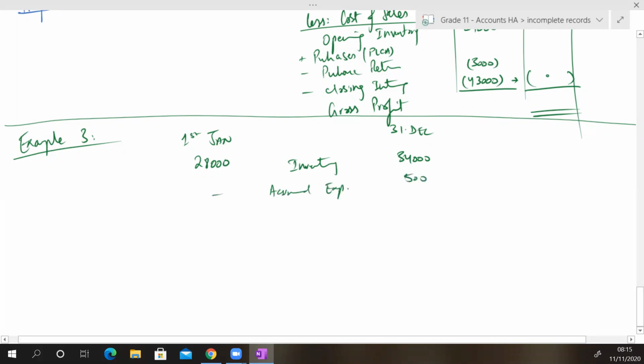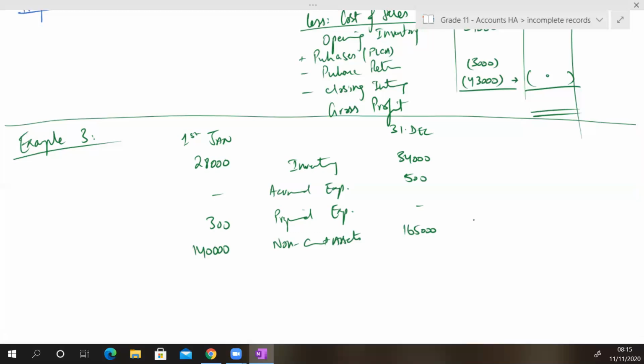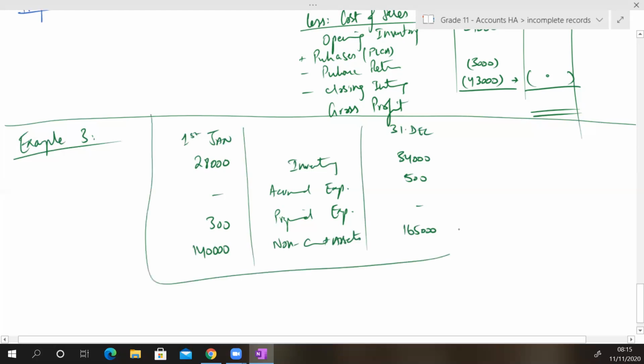Accrued expenses, prepaid expenses, non-current assets. ठीक है, ये हो गया. और सही है, ये इंफॉर्मेशन. इसके बाद the rest of the information that is available is basically expenses paid during the year amounted to, let's suppose, 48,500. ठीक है.